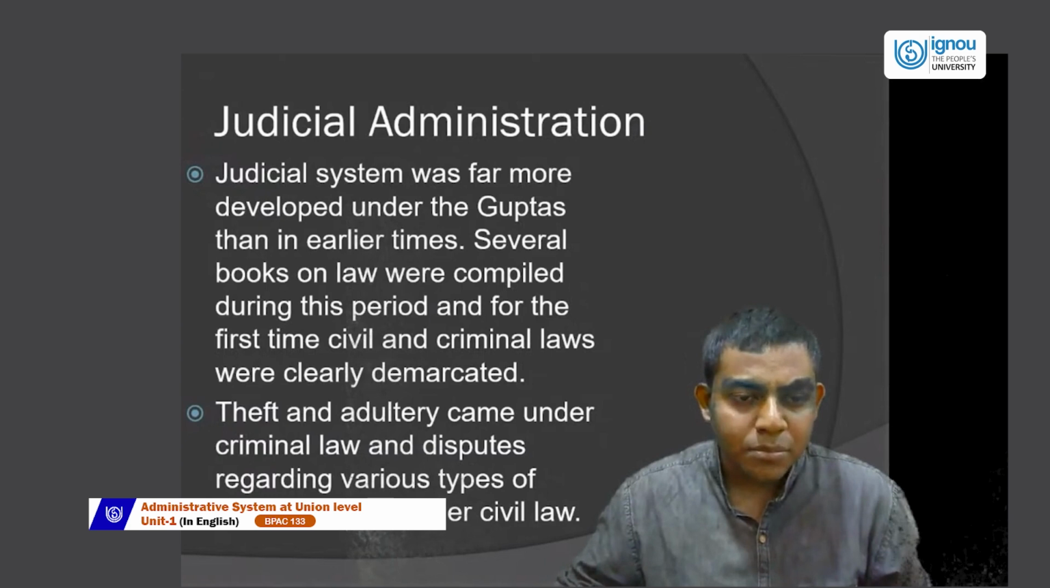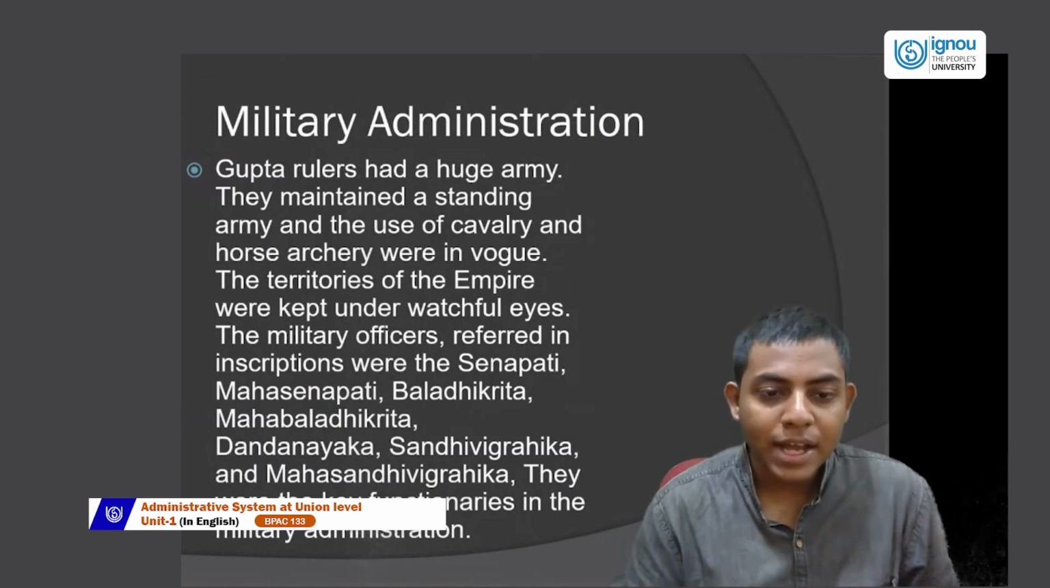Let us see the military administration. The Gupta rulers had a huge army similar to the Mauryans, and they also maintained a standing army, and the use of cavalry and horse archery was extremely popular at that time. And the territories of the empire were kept under watchful eyes.